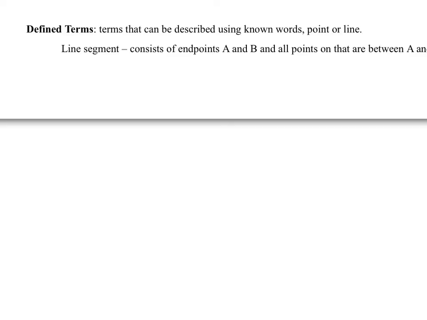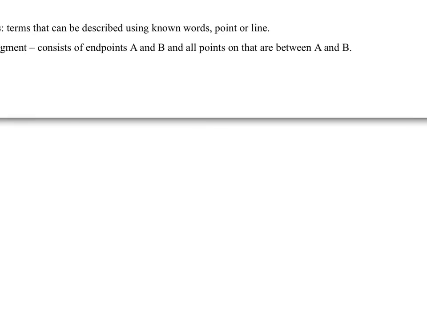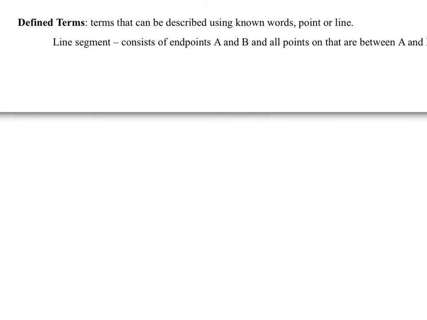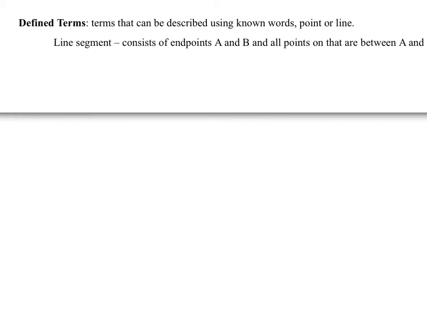It consists of endpoints A and B, and then all the points between A and B are within that line segment. So if I was going to write this, we would have line segment AB, and we would just write it with a straight line. Obviously, since it's not a line, we would put the arrows above it.